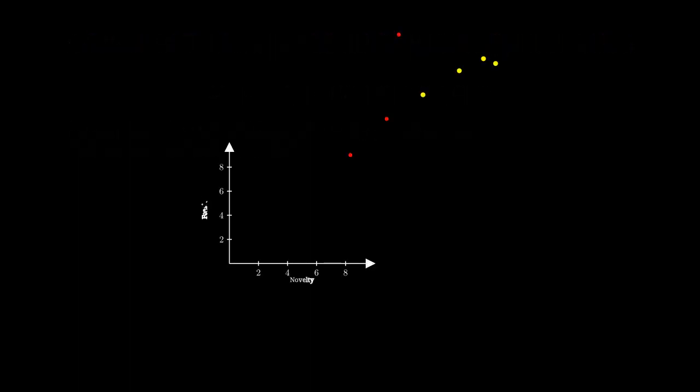Here's a visualization. The x-axis is novelty, the y-axis is feasibility. Red dots are suboptimal ideas, dominated by others. Yellow dots on the upper curve represent the Pareto frontier, the optimal trade-offs between novelty and feasibility.